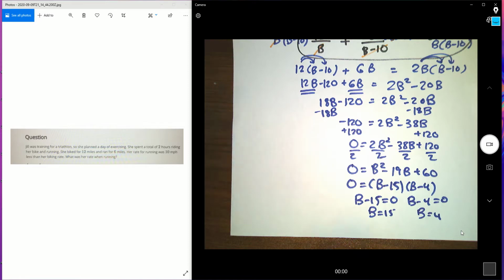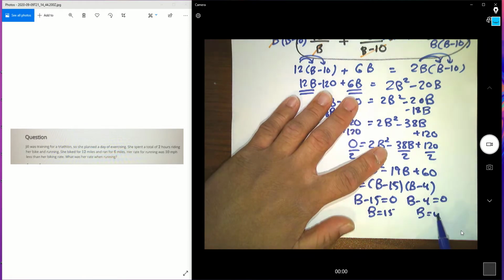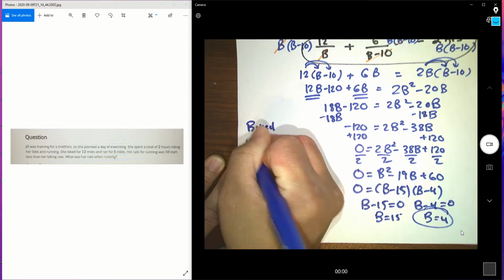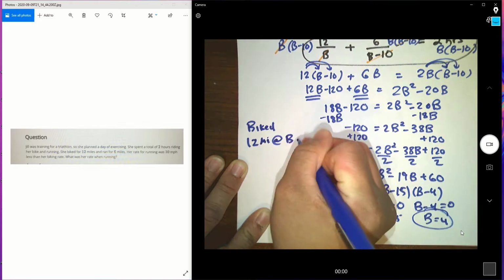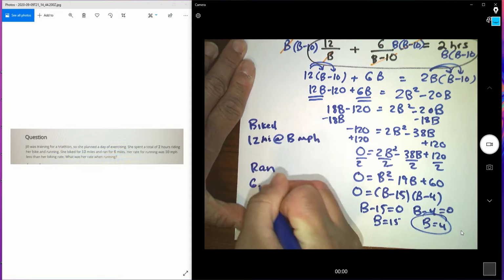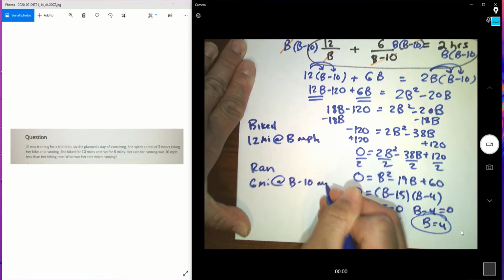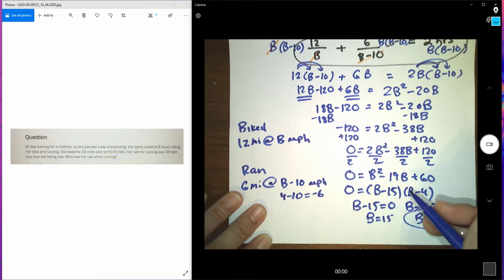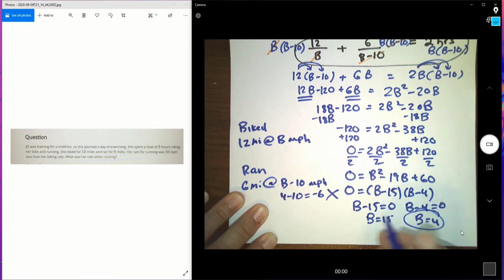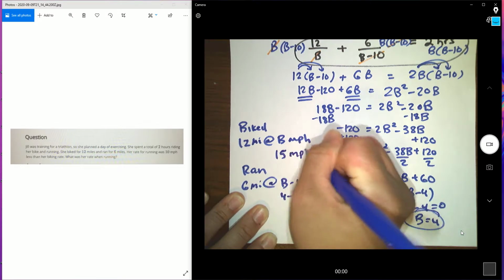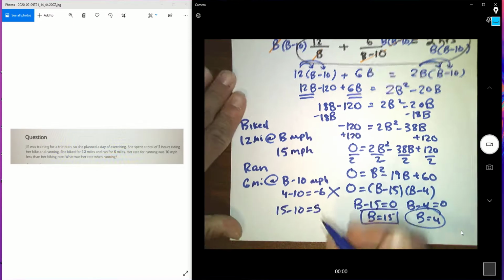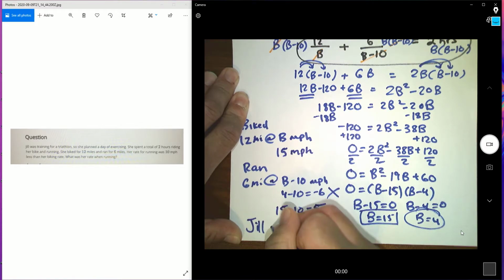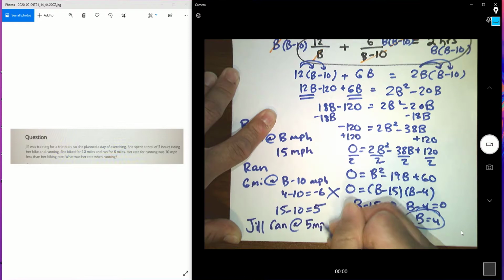Now here is the real issue: b can actually not be 4, because if b were 4, then remember, Jill biked 12 miles at b miles per hour, and she ran 6 miles at b minus 10 miles per hour. And so if b was 4, since 4 minus 10 is negative 6, we would be saying that Jill ran at negative 6 miles per hour, and that doesn't make sense. So that's not the case, and b must be 15, and Jill biked at 15 miles per hour, and then 15 minus 10 is 5. So Jill actually ran at a rate of 5 miles per hour.